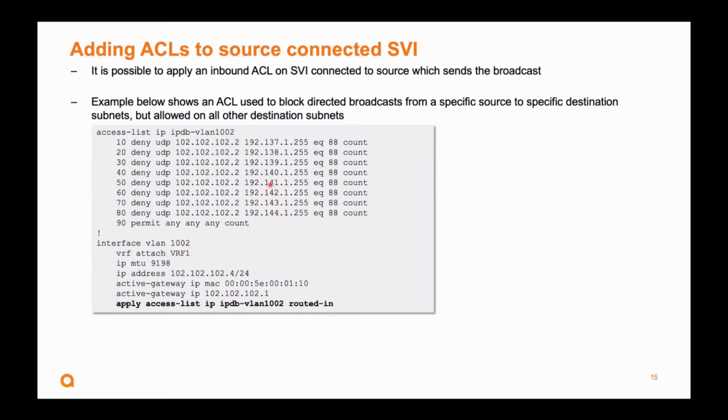What we're doing in this example is basically denying the broadcast from this source device to these different subnets. You want to deny them, but permit to everyone else. So you can do this if you want to limit the broadcast from being sent everywhere.